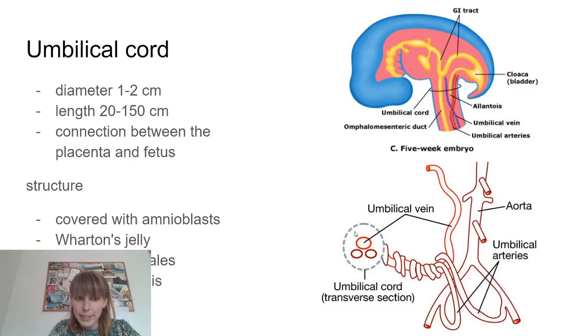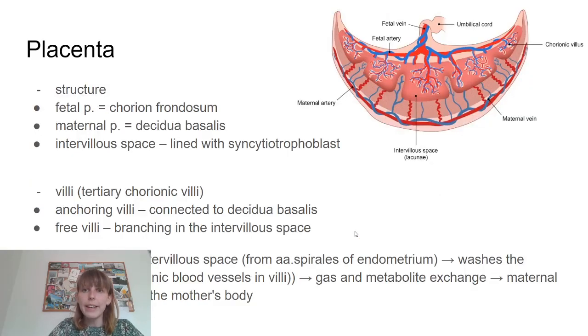So this is the umbilical cord, and then we will also take a look at the placenta. In case of the placenta, we already got to the point where we know that the fetal part of the placenta will be the chorion frondosum with the chorionic villi, and the maternal part will be the decidua basalis, the changed endometrium. And between these two, there will be the so-called intervillous space.